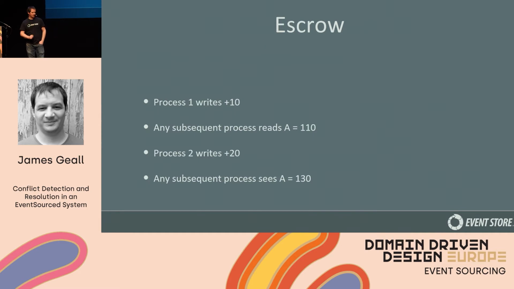What happens with escrow then? Process 1 writes plus 10. It doesn't need to read the state because it doesn't need to calculate anything. Any subsequent operation will get the rolled up version of that as being 110. Process 2 writes 20. Same thing. Yeah? This is much easier to perform concurrent updates on a column without having any issues with concurrency at all. Because you're not directly modifying the value, you're actually allowing that to take place later. And by that, I mean you're not directly modifying the value of the current state.